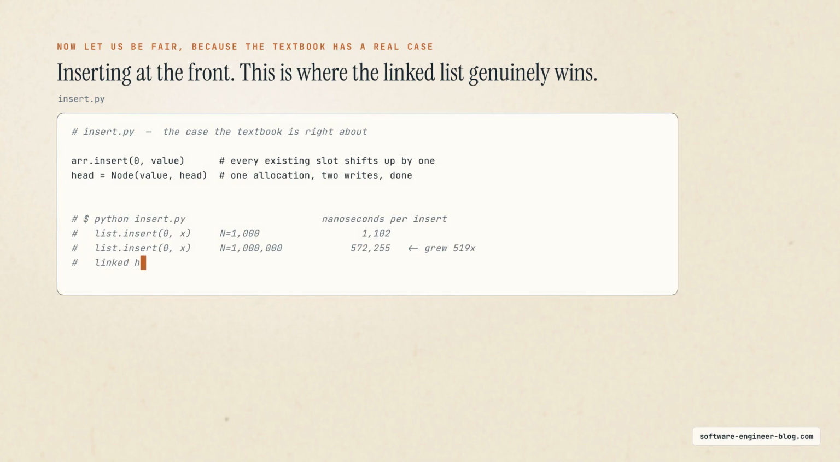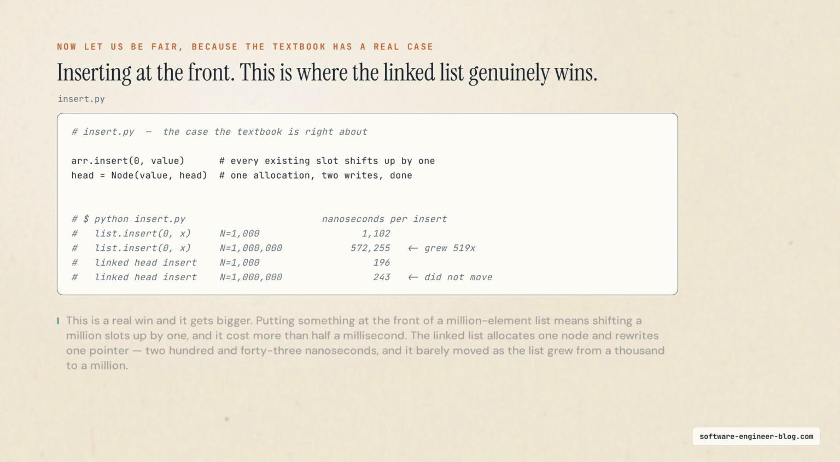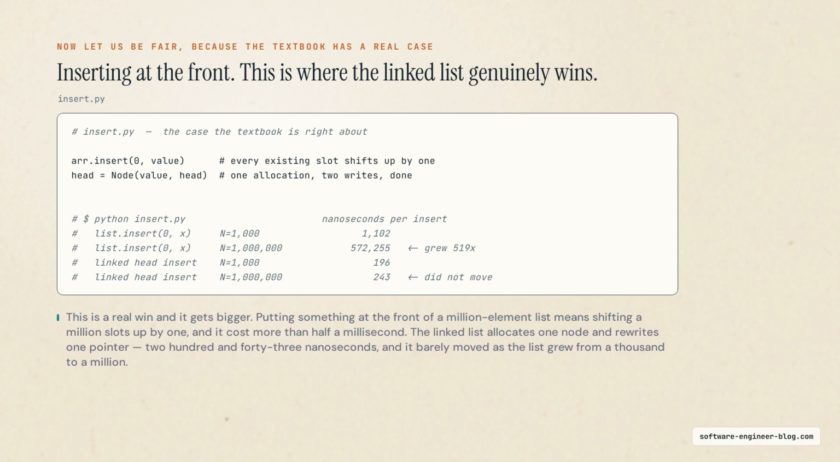At 1,000 elements, the array insert costs 1,100 nanoseconds, and the linked list costs 196. At 1 million elements, the array insert costs 572,000 nanoseconds. It grew by a factor of 519. The linked list costs 243 nanoseconds. It barely moved at all. This is a real win, and it gets bigger as the data grows. When people say linked lists are good at inserts, this is what they mean. And they are right.